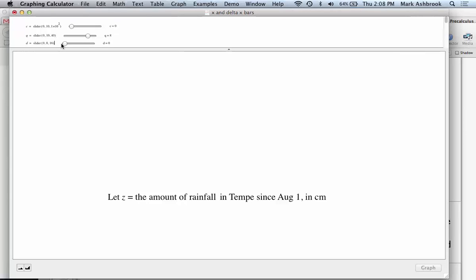Z equals the amount of rainfall in Tempe since August 1 in centimeters. So here I am trying to define a variable. Was I successful according to our criteria? Z equals the amount of rainfall in Tempe since August 1st in centimeters. Yes, lots of yeses. It's a quantity that's specific and has units.